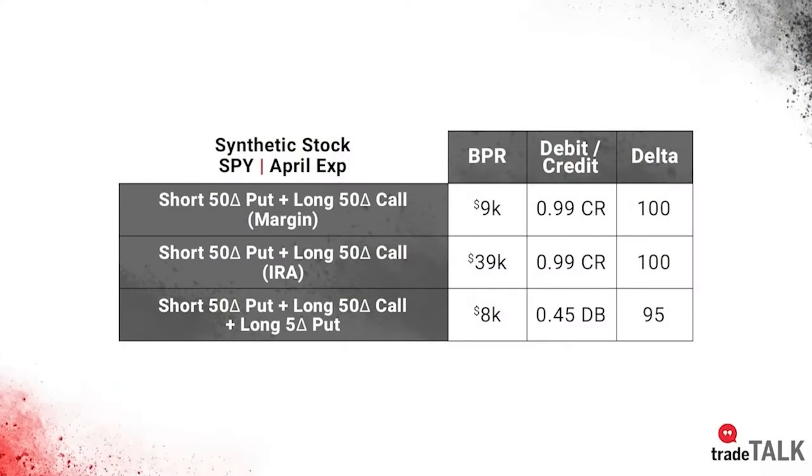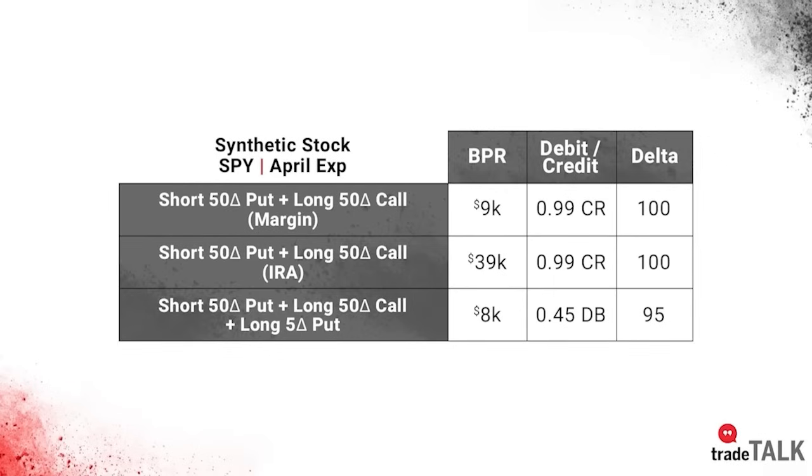Let's take a look. Synthetic stock in SPY. Let's look at adding a long call to our strategy. Think about that for a moment. You're going to add a long call to the short 50 delta put. Remember, you sell a put with 50 deltas, sell a put is 50 long deltas. You buy a call at the same strike, that's 50 long deltas. That's 100 long deltas. Short put, long call, same thing, synthetic stock.